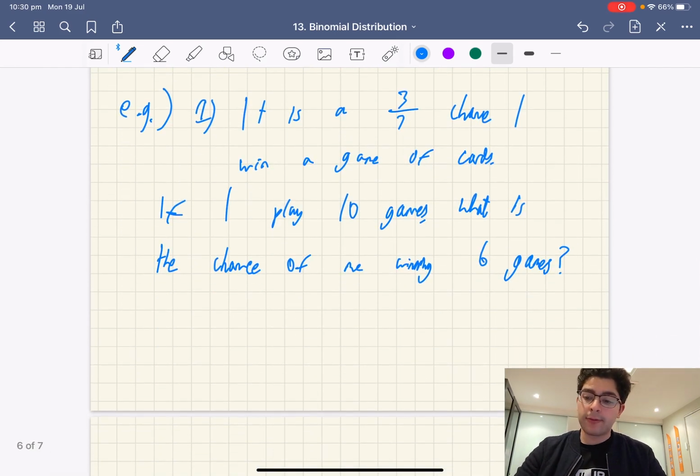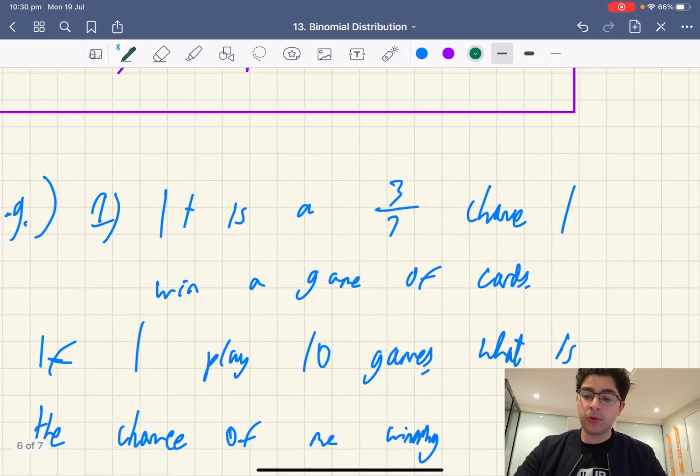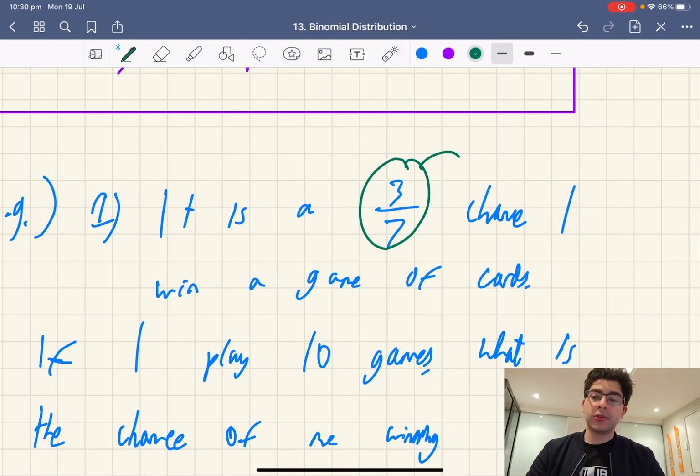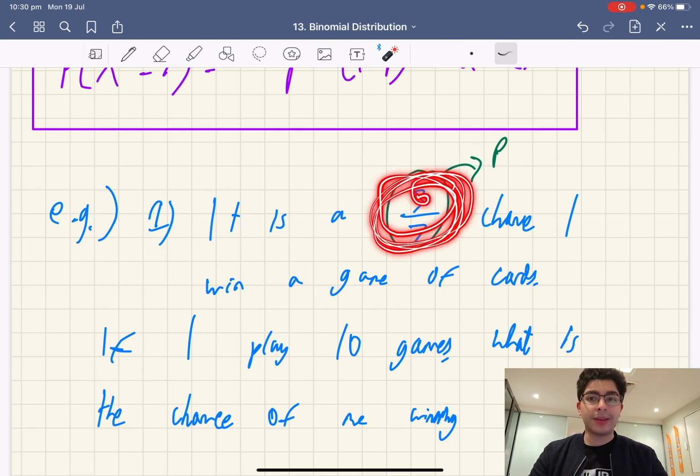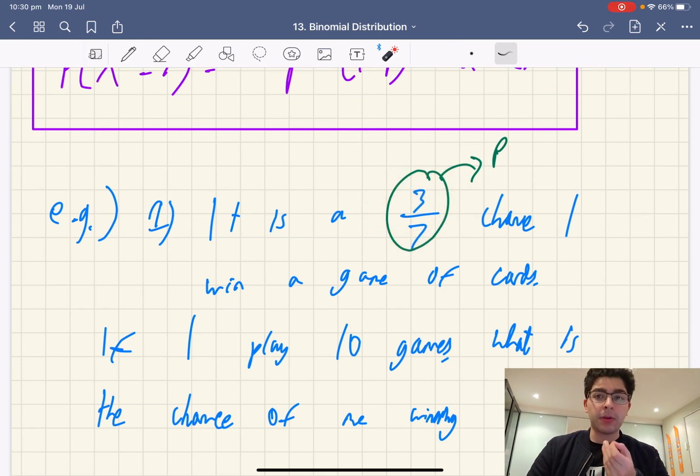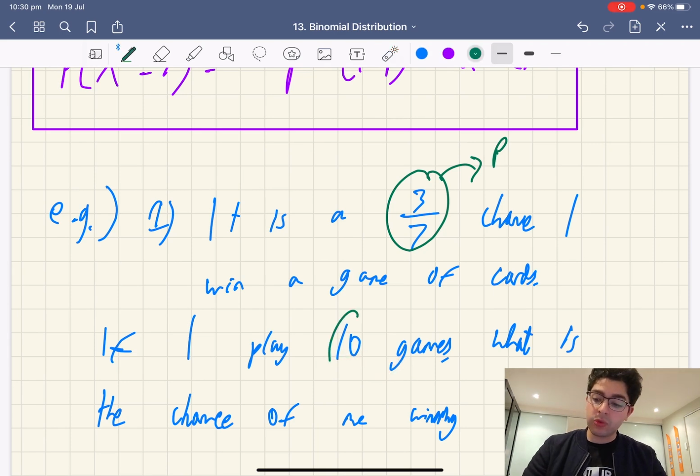Ultimately we should circle all the stuff. First of all, we have 3 over 7 here, and this represents the probability of any single attempt. Probability is labeled as P, so any single attempt at a game is a 3 in 7 chance. Then we ask, what's the total number of games? The total number is 10. I'm going to play 10 games, so that's our total number, which is n.